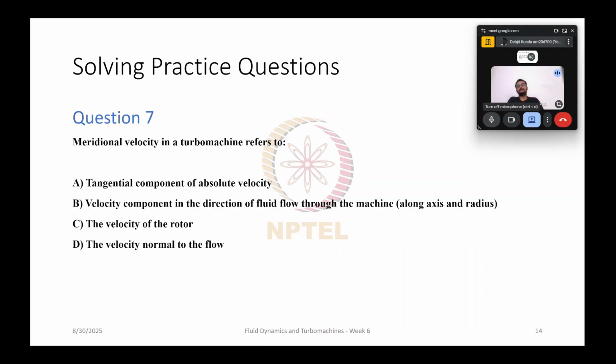So the meridional velocity in a turbo machine. What does it refer to? Which velocity does it represent? Is it option A, the tangential component of the absolute velocity? Option B, the velocity component in the direction of fluid flow through the machine along axis or radius? Option C, the velocity of the rotor or the runner or the blades? And option D, the velocity normal to the flow, that is, whichever direction the flow is going in, whether that velocity itself is called meridional velocity or not.